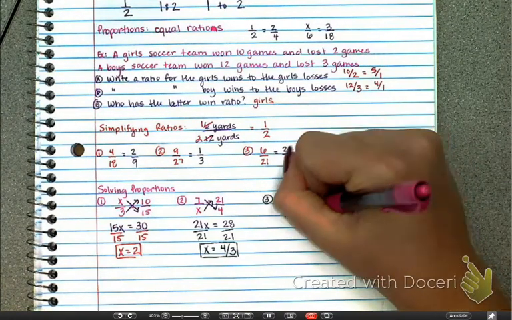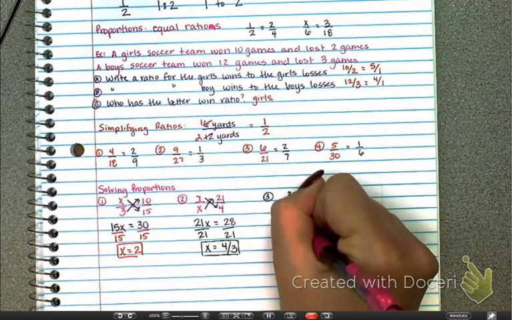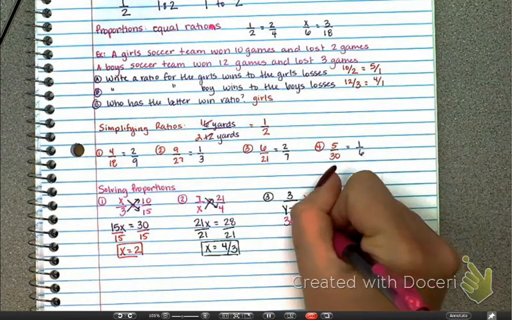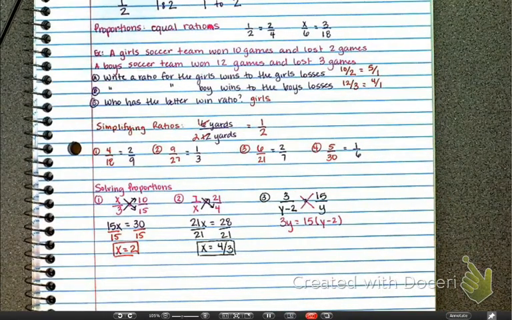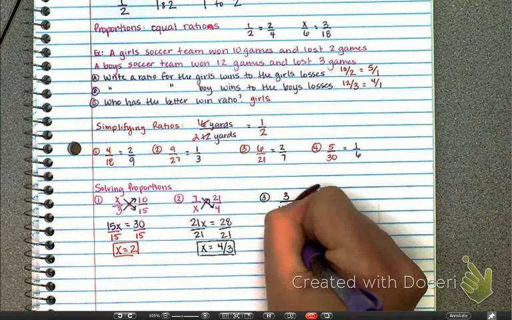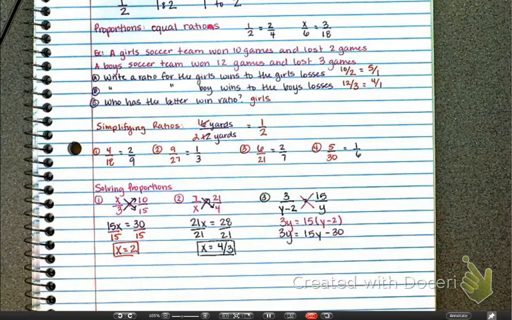So if I cross multiply, 3 times y is 3y. 15 times y minus 2, I can write like that. Do you agree with that? Okay. What does this tell me I have to do? Distribute. So 3y equals 15y minus 30. You need to make sure that you distribute to both terms. That's super important. We now have an equation we should be able to solve.